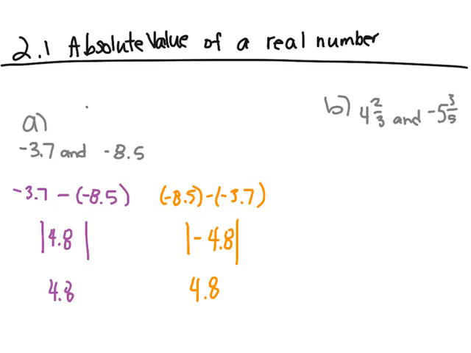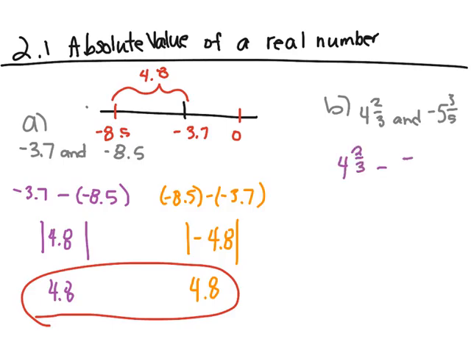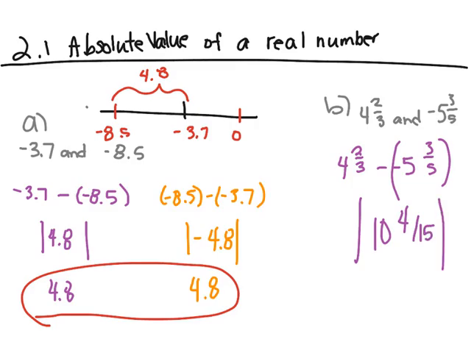If you put it on a number line and you add 0, negative 3.7, negative 8.5, this distance between the 2 points is 4.8. So it's the absolute value of the difference. So for this one, we have 4 2/3 subtract negative 5 3/5, and you should get the absolute value of 10 4/15, which is 10 4/15.